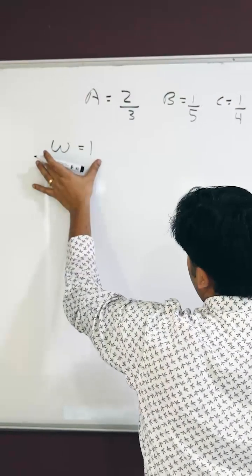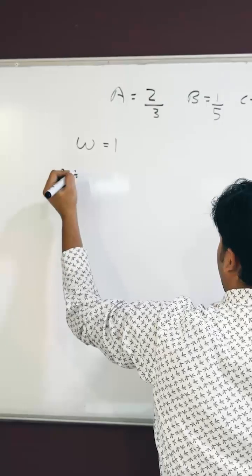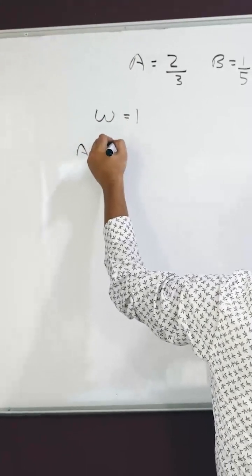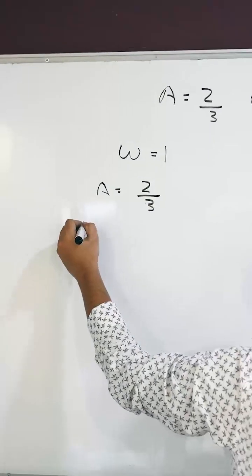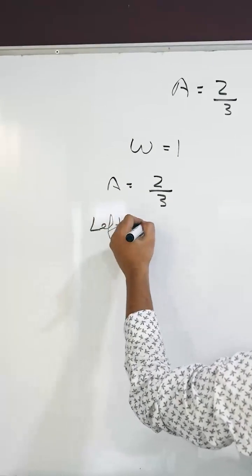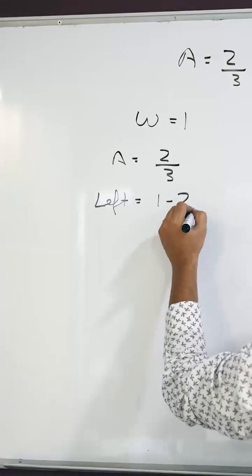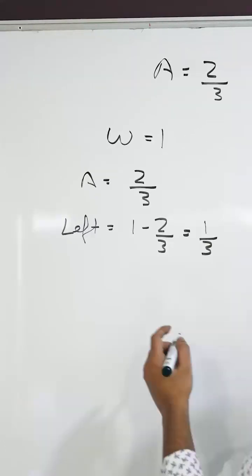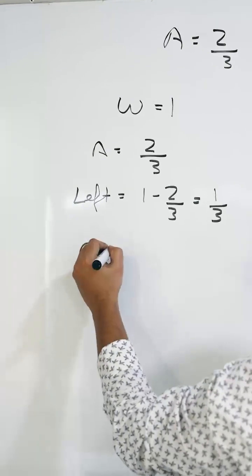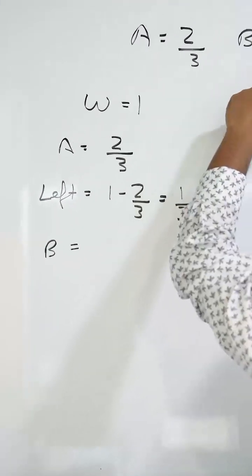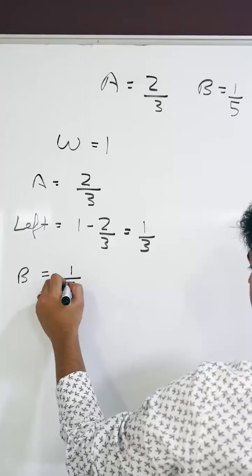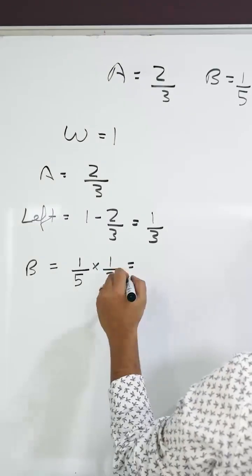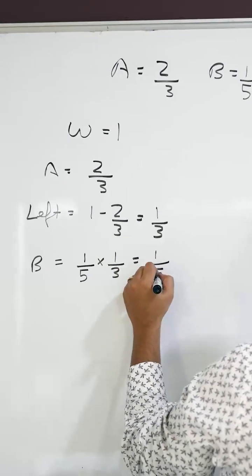So let's say the work is 1. Now A came and A did 2/3 of the work. So how much work did A do? A did 2/3. How much work is still left? 1 minus 2/3. That means 1/3 of the work is still left. Then B came and B did 1/5 of the remaining work. So B came and did 1/5 of 1/3. So B ended up doing 1/15 of the work.